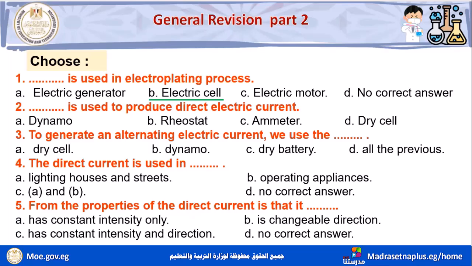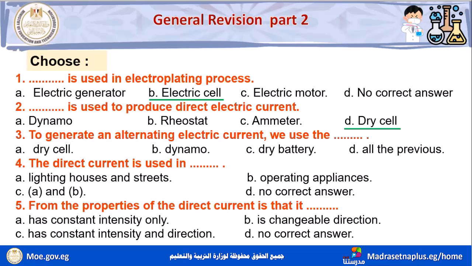Question number 2: Blank is used to produce direct electric current. Letter A, dynamo. Letter B, rheostat. Letter C, ammeter. Letter D, dry cell. Dry cell is used to produce direct electric current.